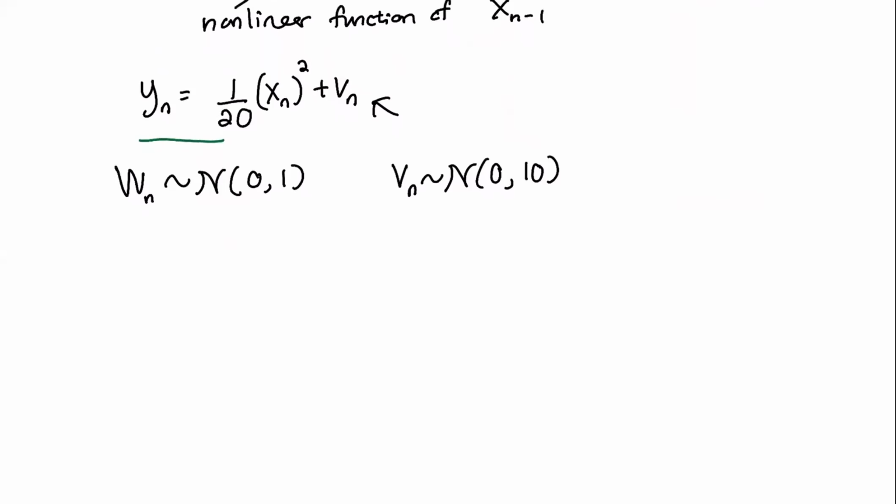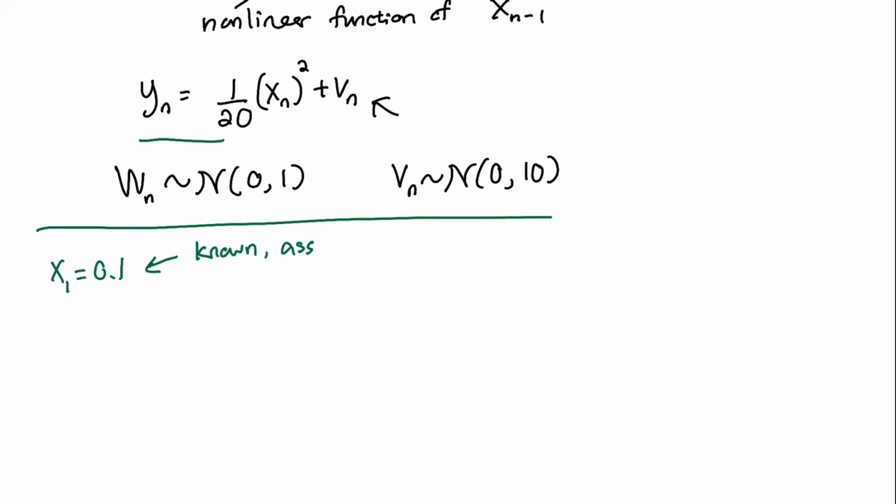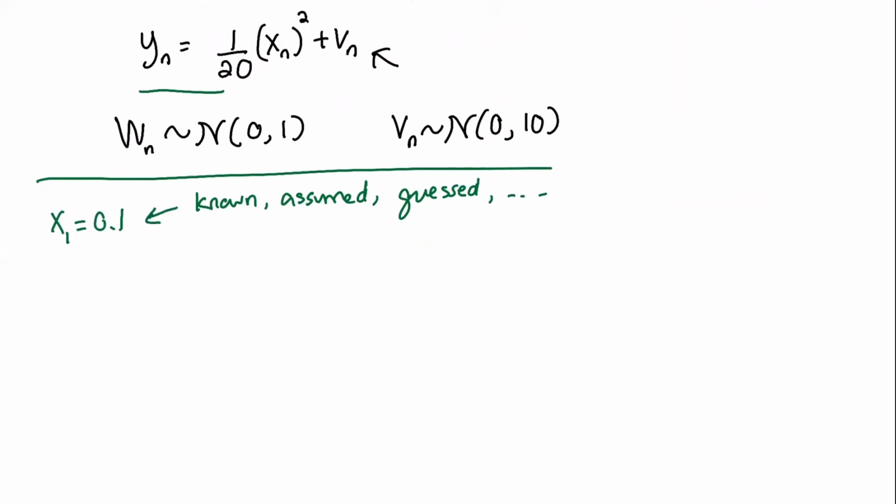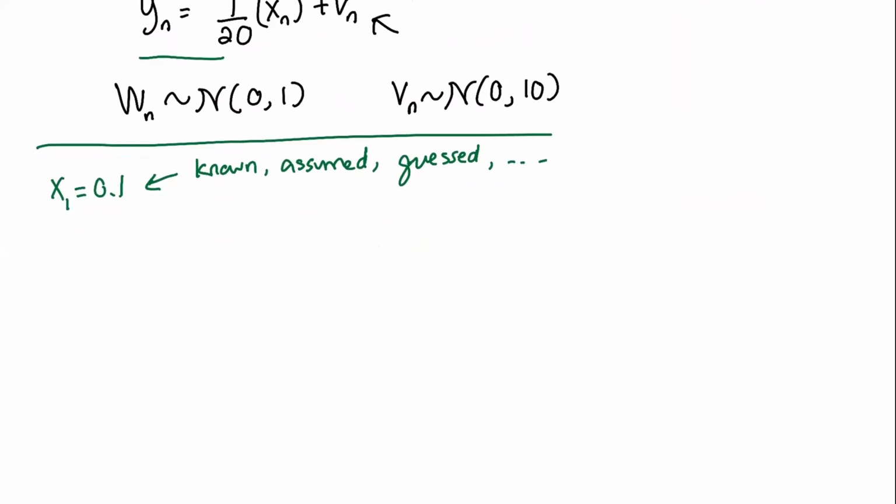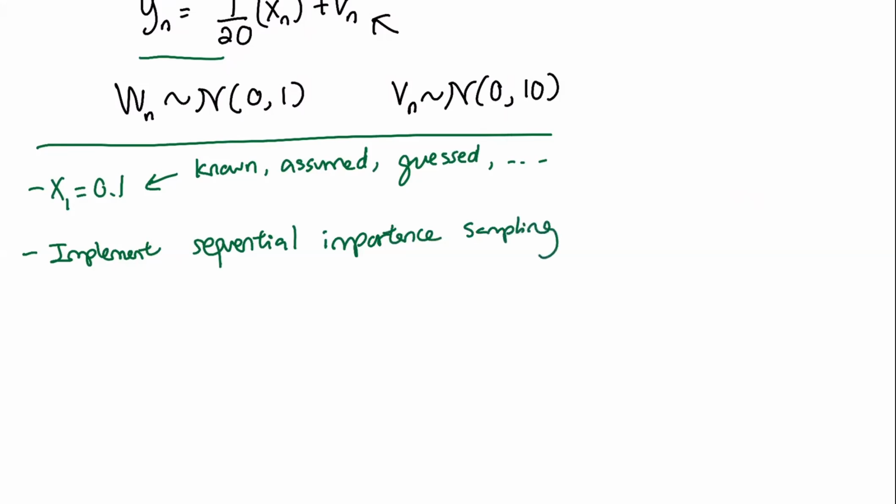Okay. So for the particle filters, again, I have to start with an initialization process. I have to have some idea of where the initial state is. So this is either known, assumed, guessed, whatever. However you get an initial state, you have an initial state. And then what I do is implement the particle filter algorithm, sequential importance sampling, or particle filter. So the algorithm I showed you before.